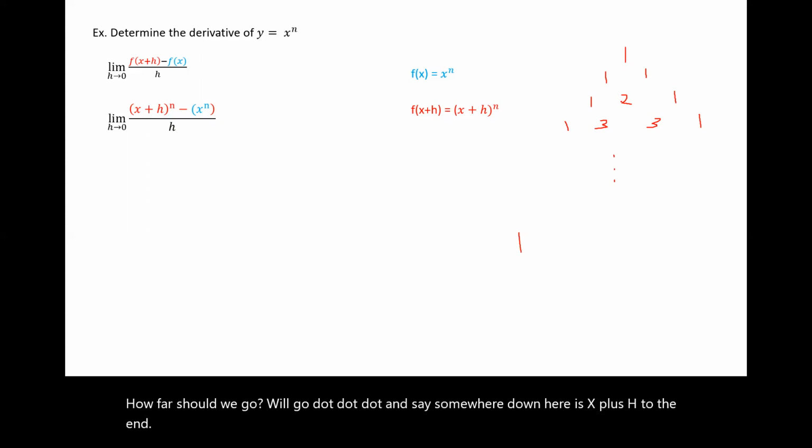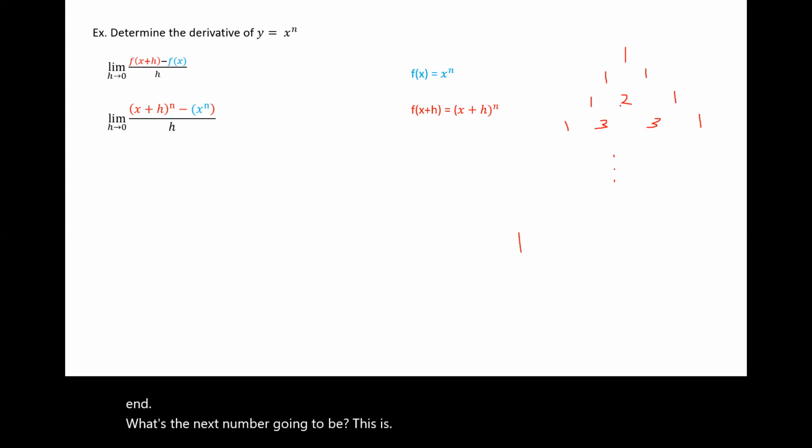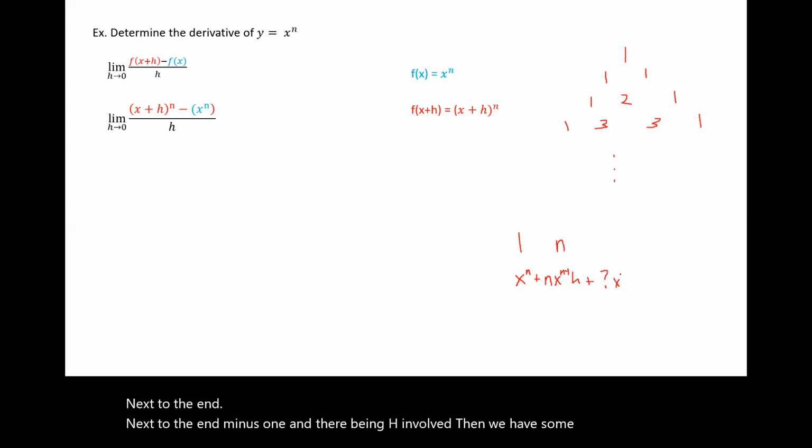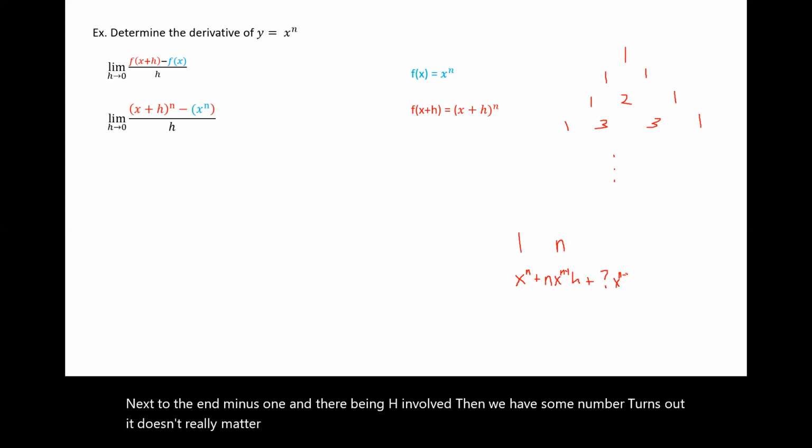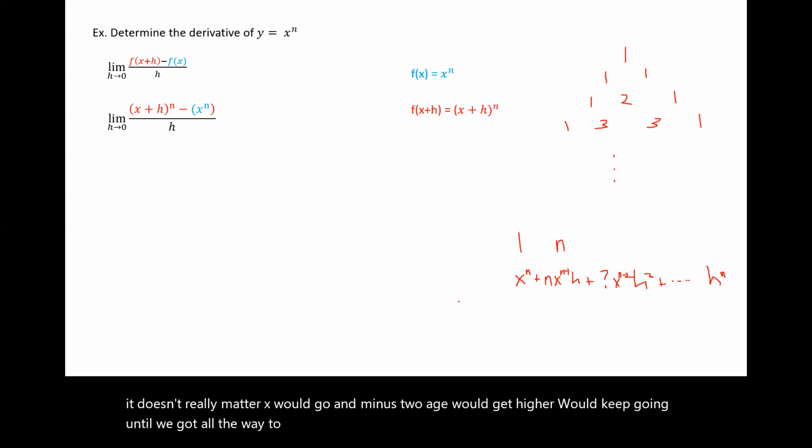What's the next number going to be? This is x plus h squared, x plus h cubed, x plus h to the n. Okay, so we would end up with x to the n, then n, x to the n minus 1, and there'd be an h involved. Then we'd have some number. Turns out it doesn't really matter. X would go n minus 2, h would get higher. We'd keep going until we got all the way to h to the n. So this is what x plus h to the n looks like when it's expanded.